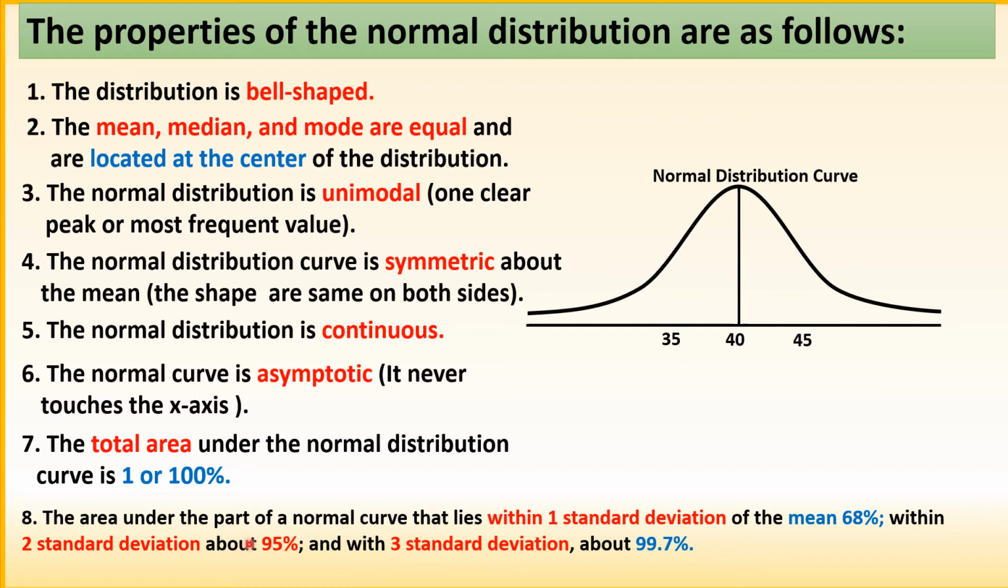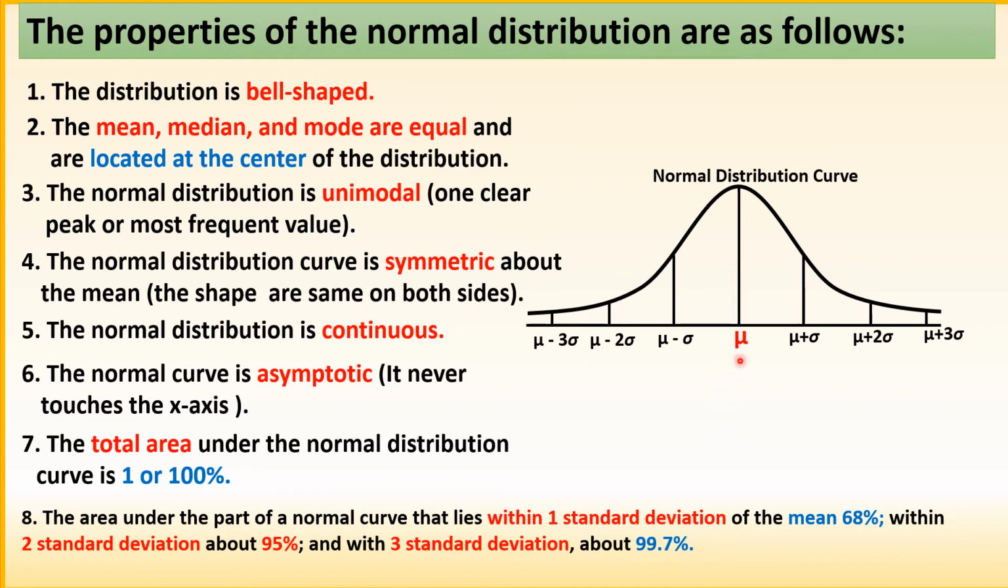The area under the part of the normal curve that lies within 1 standard deviation of the mean is 68%, within 2 standard deviations about 95%, and within 3 standard deviations about 99.7%. Okay, so let's have here.